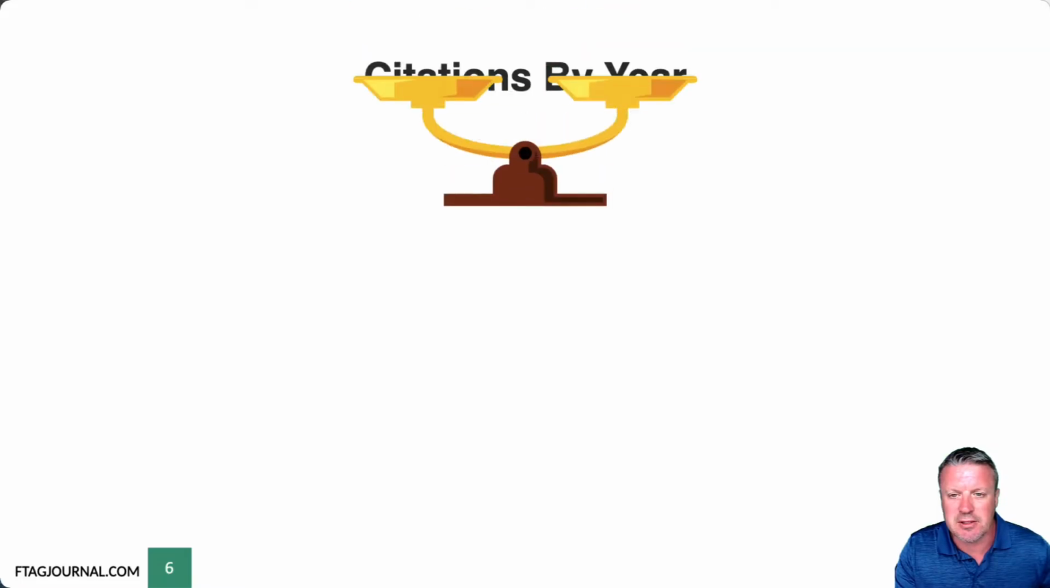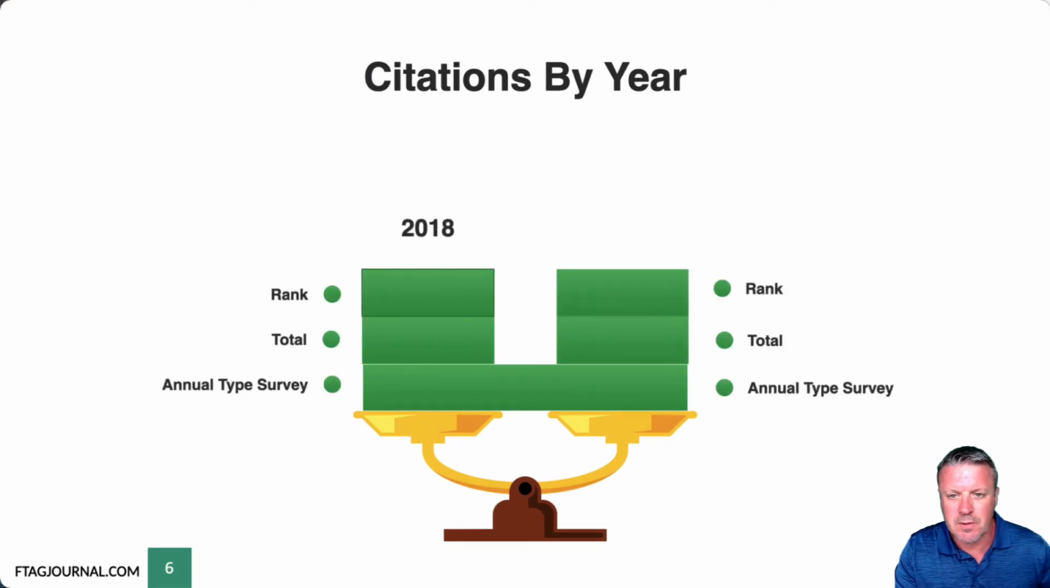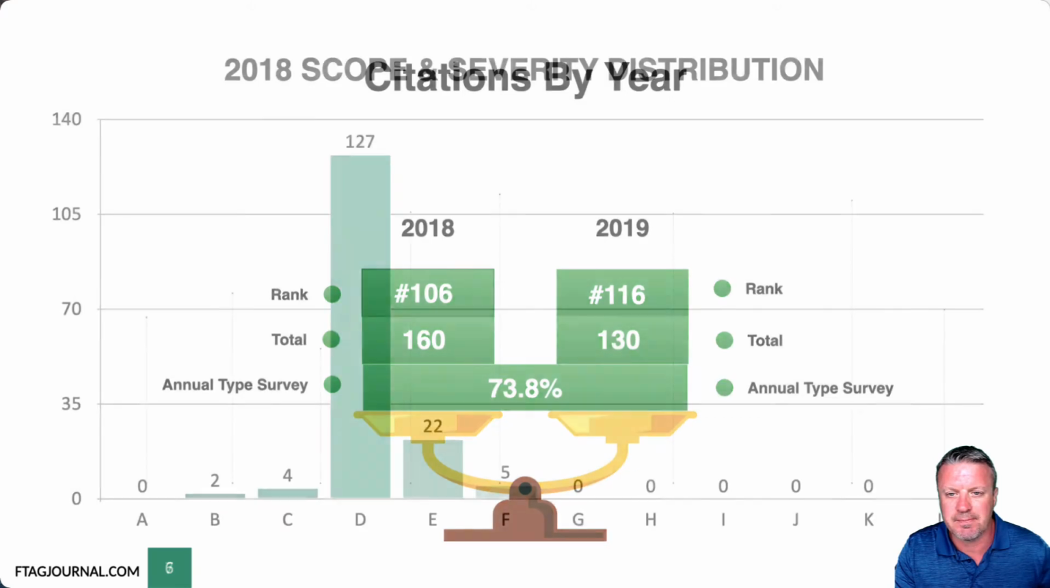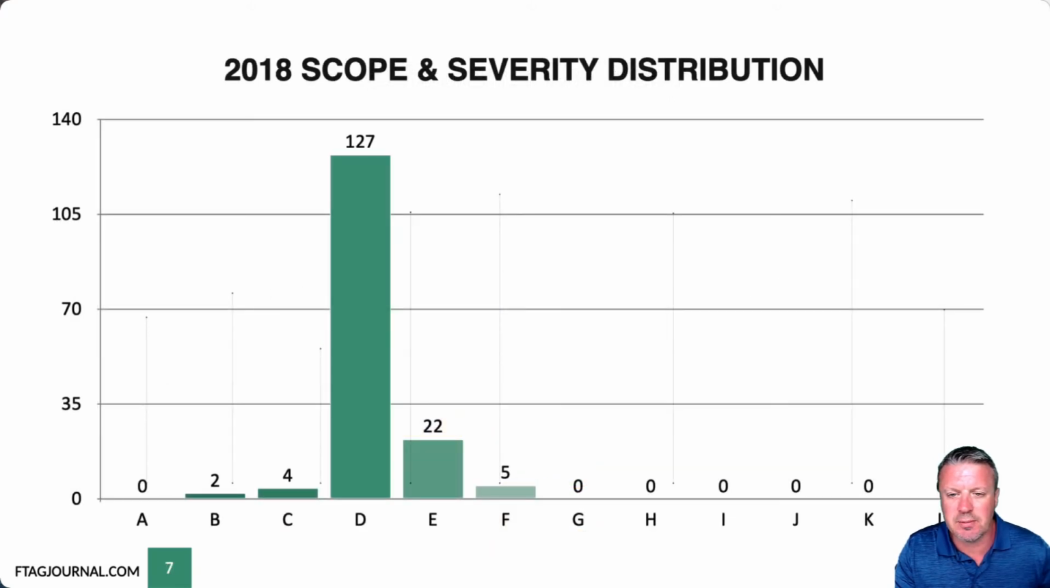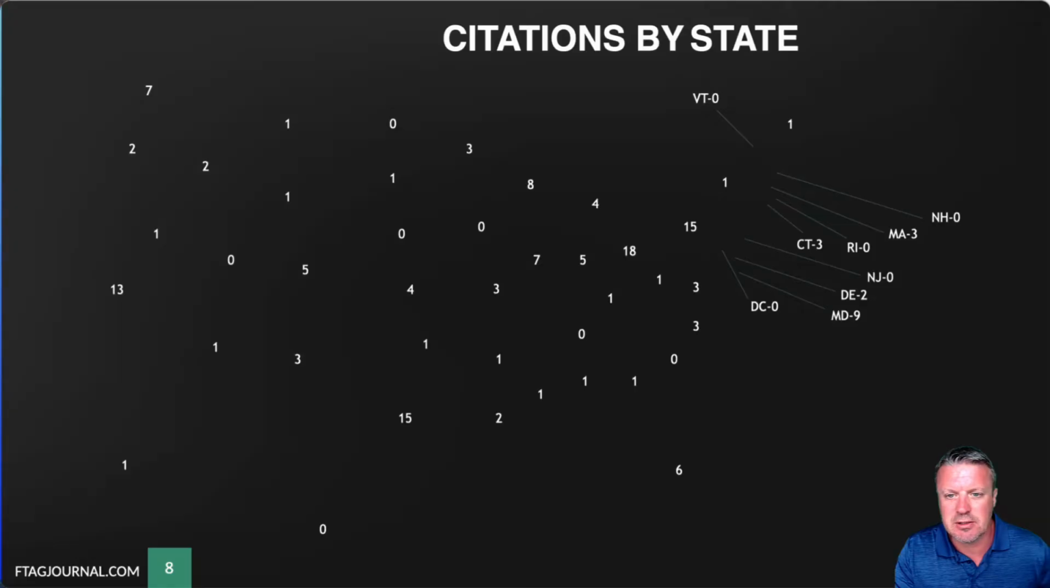So the citation history, let's go through this real quick. In 2018, this was the 106th most frequently cited FTAG, and that was only with 160 across the country. In 2019, it looks like a few facilities figured it out and it dropped a little bit, and the majority of these, 73.8%, came from the annual survey. As far as scope and severity, there are no harm tags, nothing above F level, and the overwhelming majority of them are D level citations.